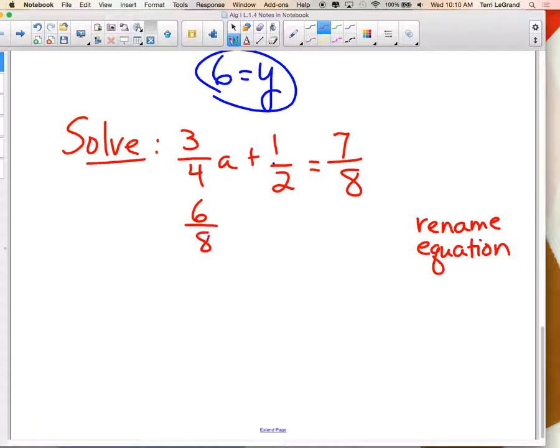6/8. 1/2 as 8ths, 4/8. And 7/8 as 8ths, 7/8. We don't need to rename that one, do we? Okay, now you can go to work solving.